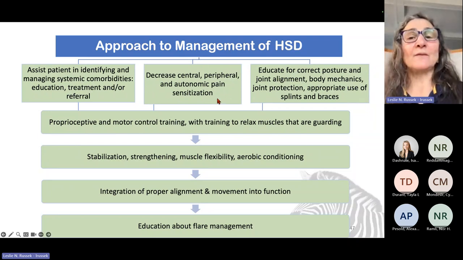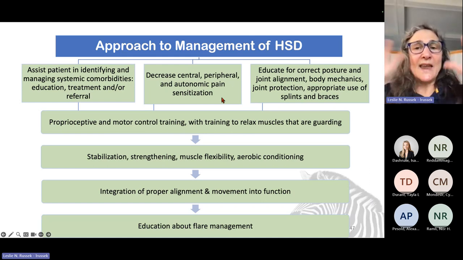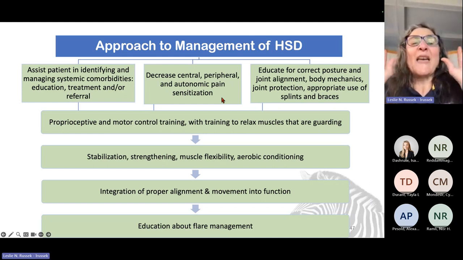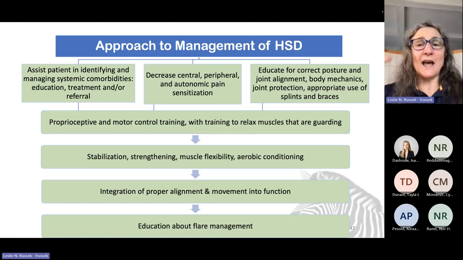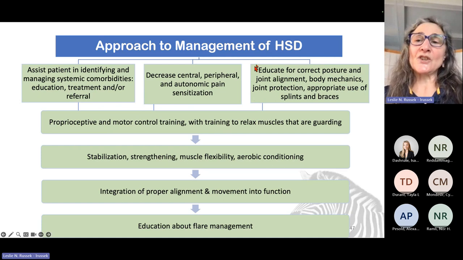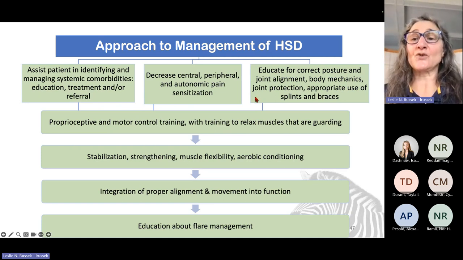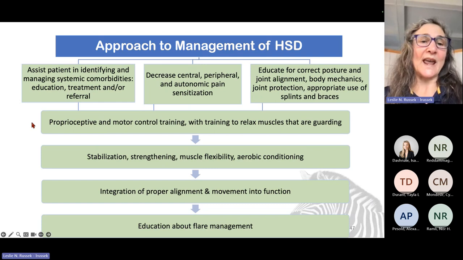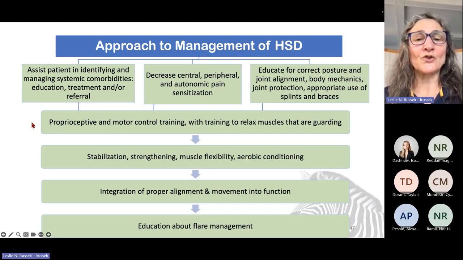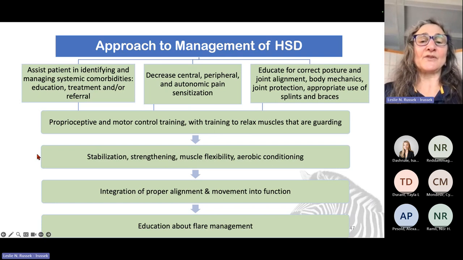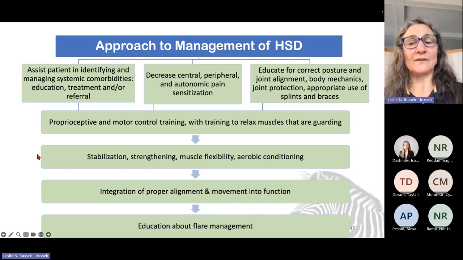Central sensitization and neural sensitization. If they have an irritated nervous system, everything is going to make them worse. We need to calm that down before we can add intervention. And then educating them for good posture and joint protection so they're not mechanically stressing their body. Then we can add proprioceptive and motor control training, and then stabilization, strengthening, and flexibility.